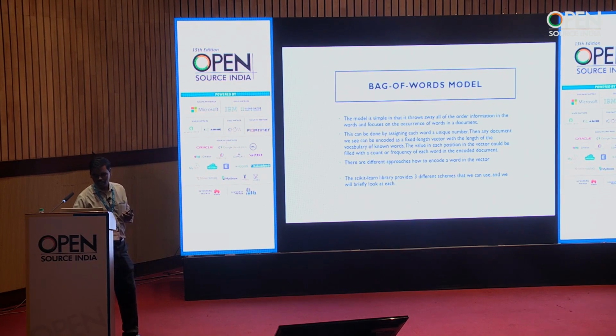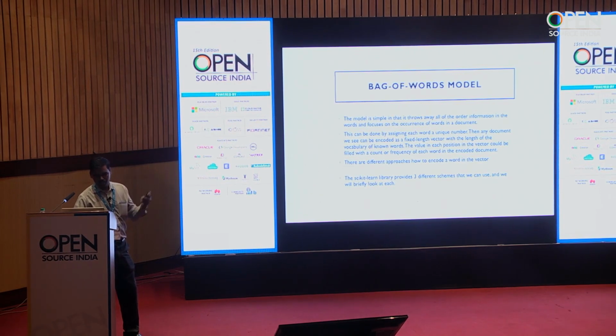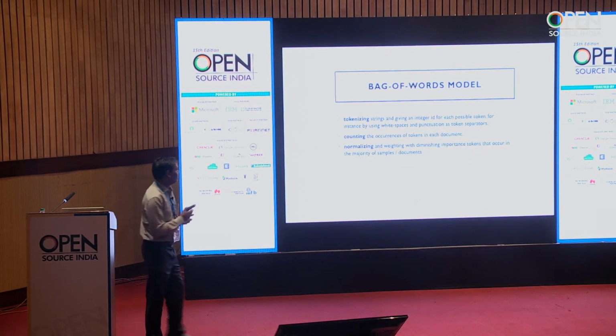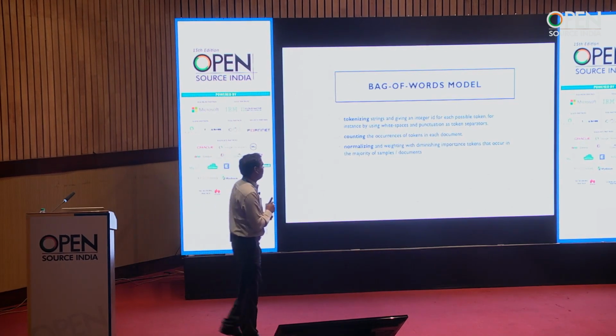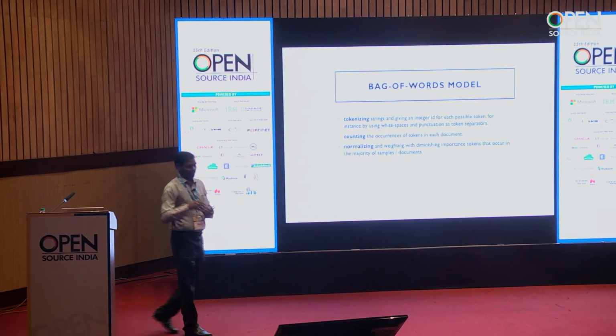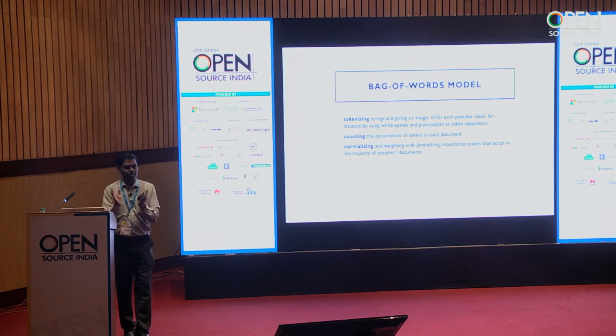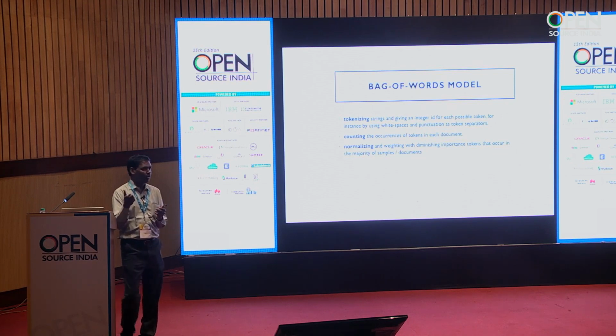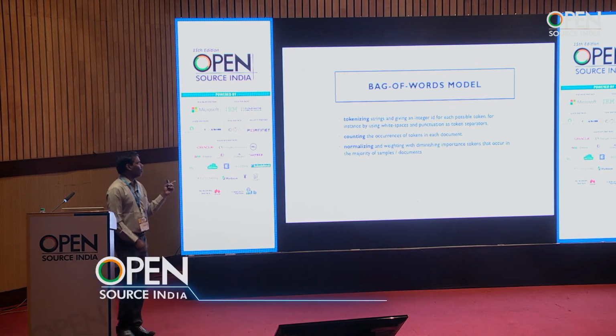If you use open source scikit-learn, you have three steps. First you tokenize the strings. When your document is given, it splits the sentences into tokens of strings. Then you count how many times a particular word, that means token, has occurred in the document. Then you normalize the weight.